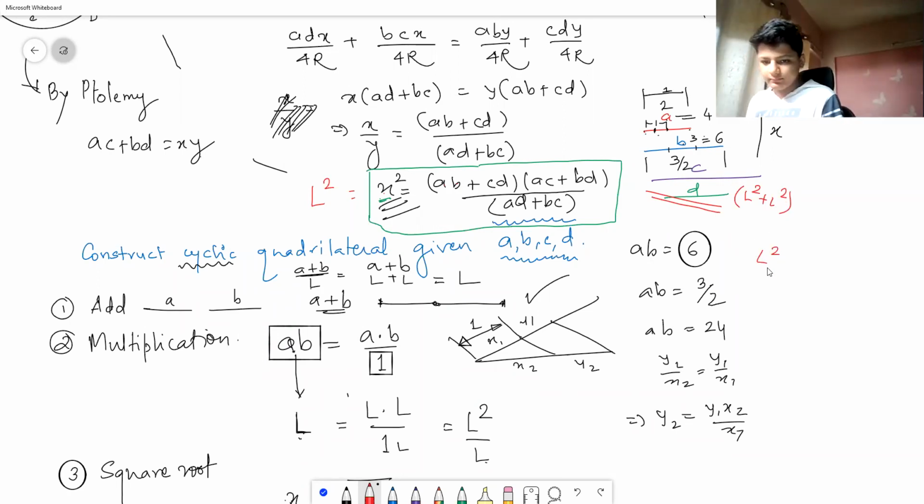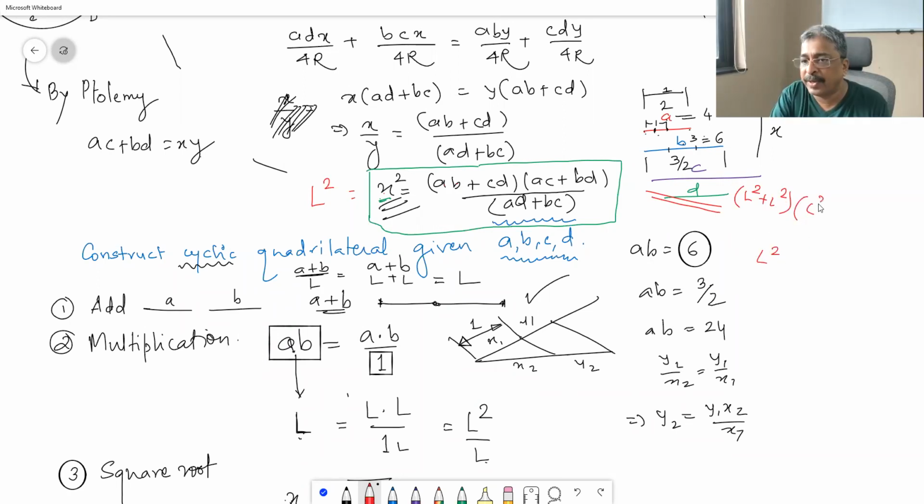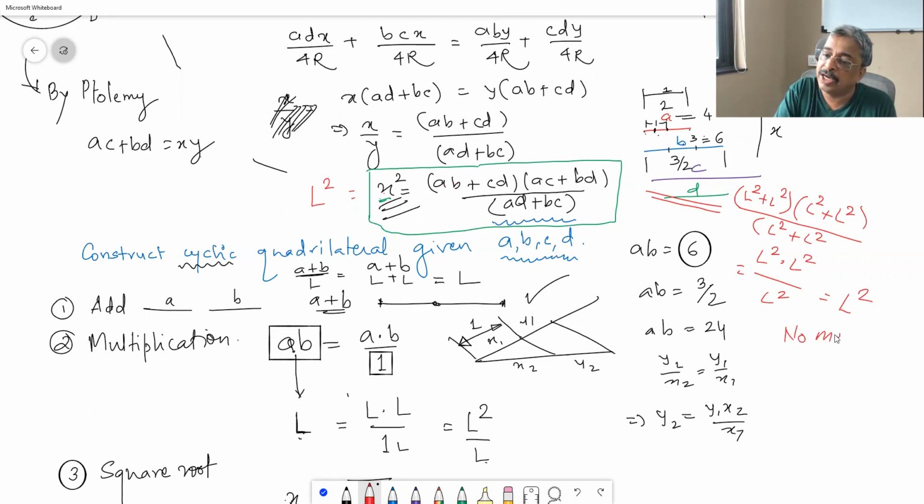Plus L square is L square, into L square plus L square is L square divided by L square plus L square is L square, and therefore the overall unit of measure of RHS is L square. LHS is L square. No need of a unit of measure.